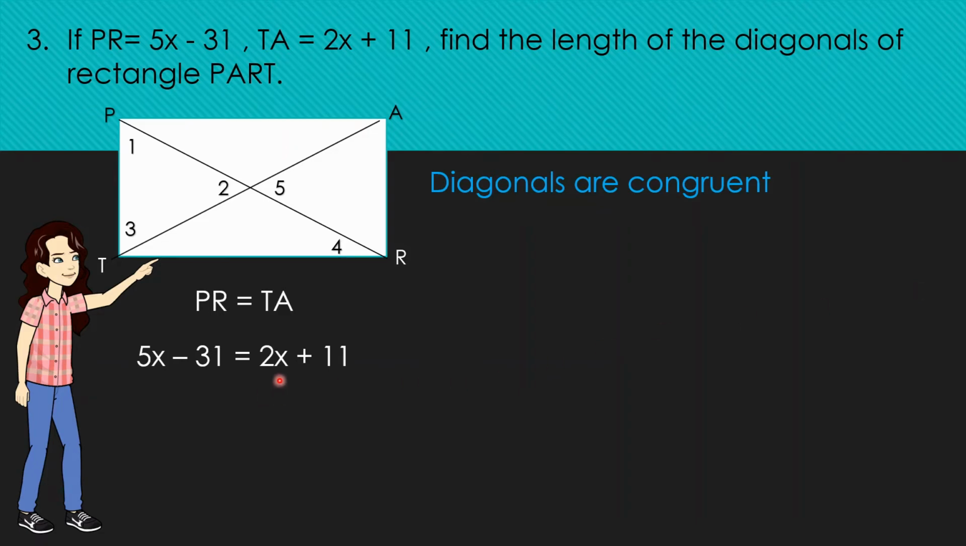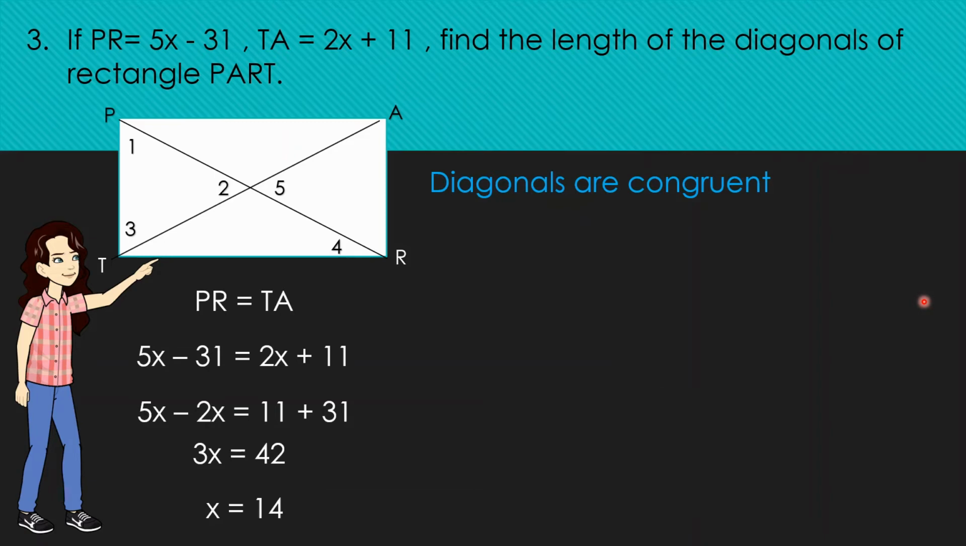So we need to equate. We need to use the addition or subtraction property of equality. So we have 5x minus 2x because you have to transpose this. If you transpose, change the sign. So 5x minus 2x, and also the negative 31, when we transpose, it becomes positive 31. So we have 11 plus 31. Then 5x minus 2x is equal to 3x, and 11 plus 31 is equal to 42.